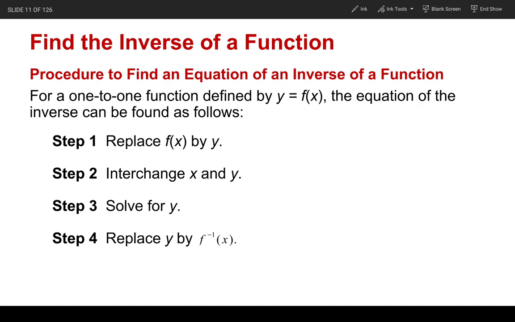First, replace the f of x, that whole value, usually on the left, by y, which we know they're equal. And then you have y equals whatever with x's in it. And then step two is to interchange the x and the y's. So where you have a y, it now becomes an x, and where you had x's, they become y's. Then you solve the equation for y.